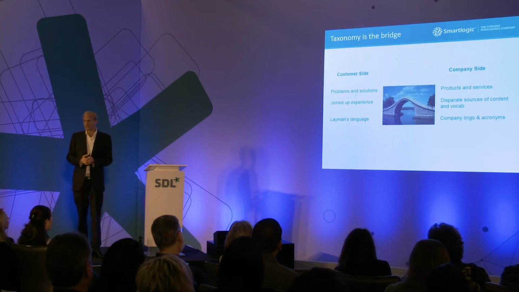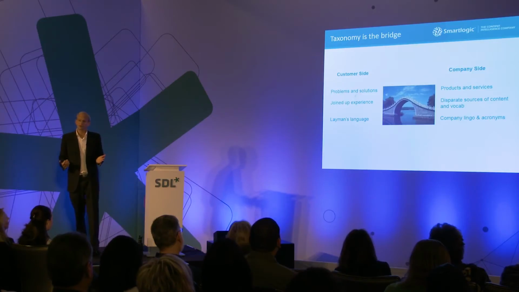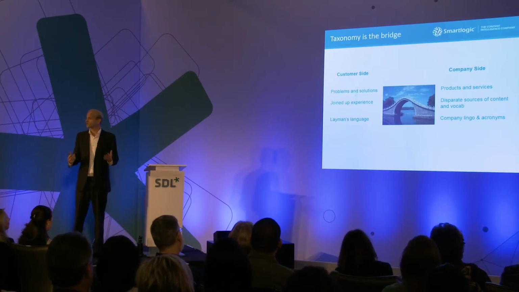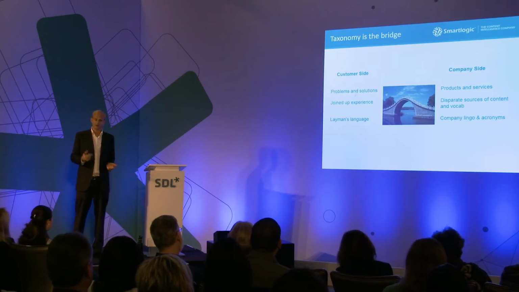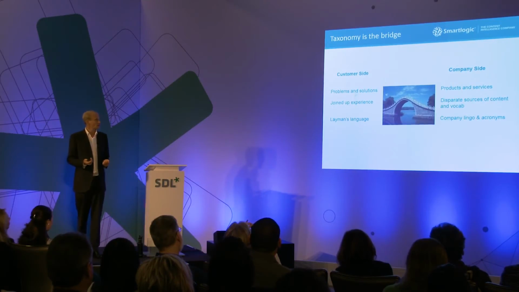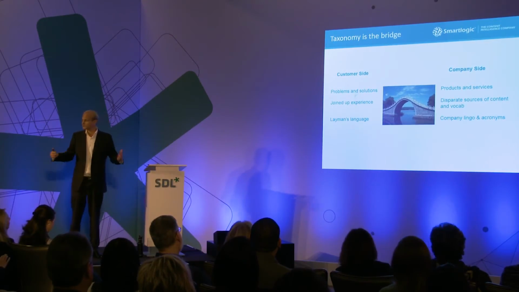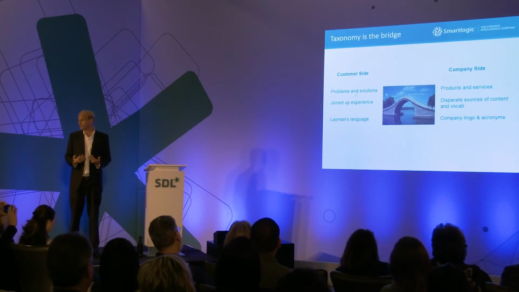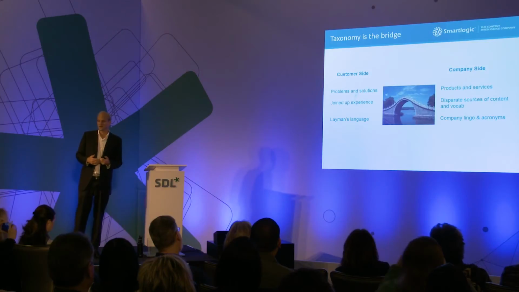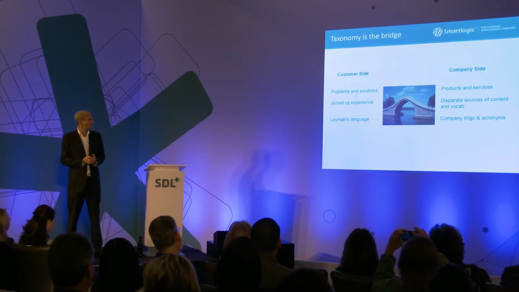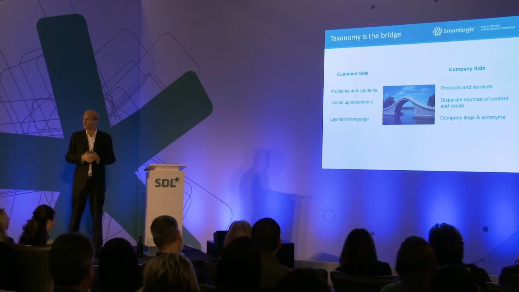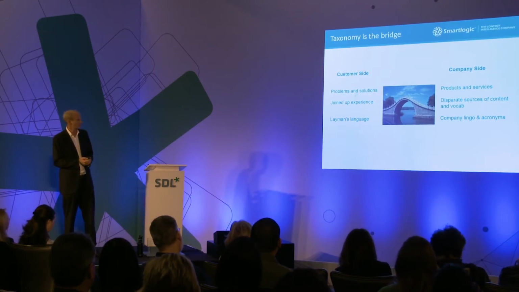So I'd like you to think very much of taxonomy as a kind of a bridge, right? As organizations, we tend to think in terms of products and services, but actually our customers have problems and they're looking for solutions to those problems. Equally, the company has lots of different and disparate sources of information that are put out to customers from marketing and technical publications and so on. But the customer just wants a joined up experience, right? They just want to look for a product and everything is there in one place seamlessly.